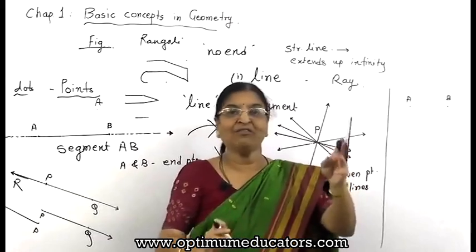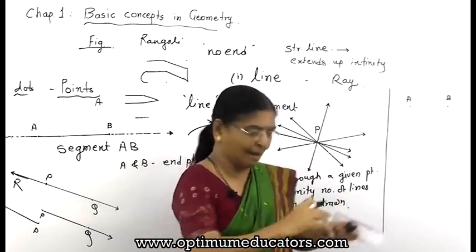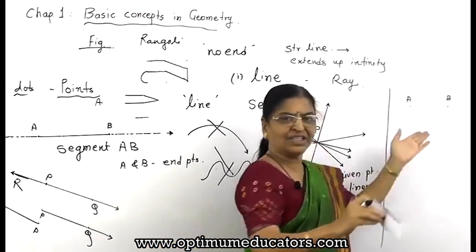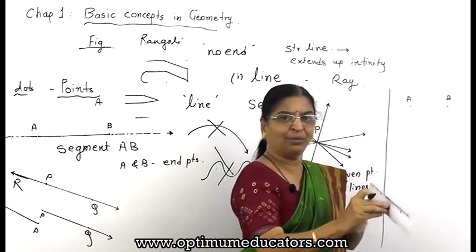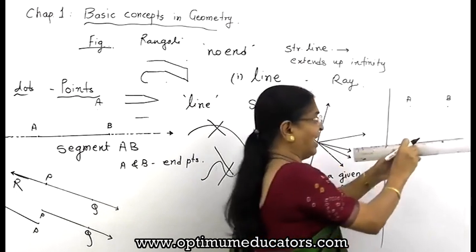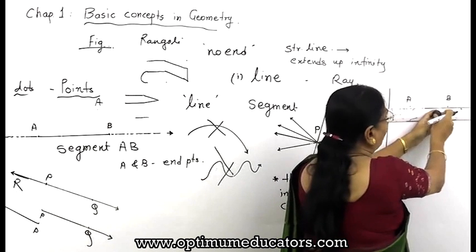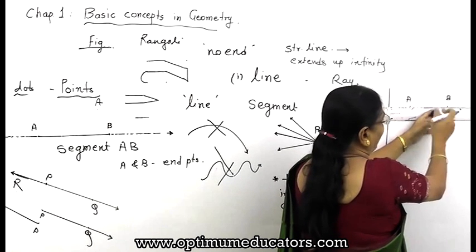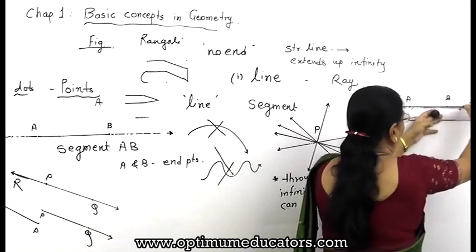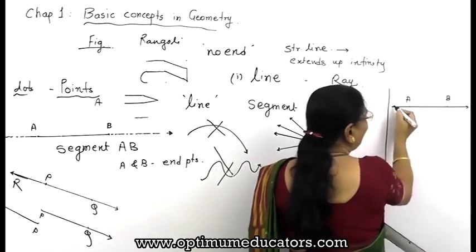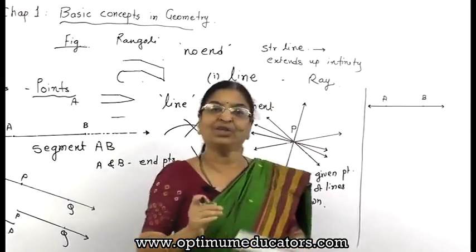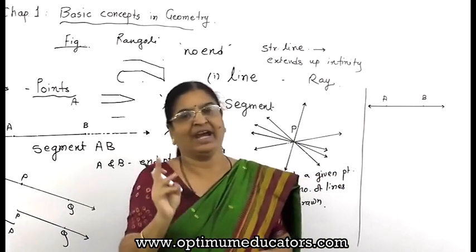Then, what does one have to do? One boy will come and say, this is very easy, I can join them together by putting a scale such that both the points will be on the edge of my scale, and then I can join the points. See, now this is a line passing through 2 points A and B.